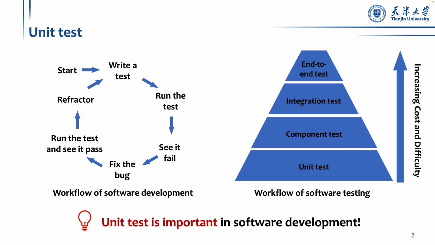Software testing plays a critical role in software development, ensuring that software behaves as expected and is free of defects. Unit testing is a cornerstone of this process. It helps catch defects early, reducing both the cost and effort required to fix them later. For these reasons, unit testing is important in software development.